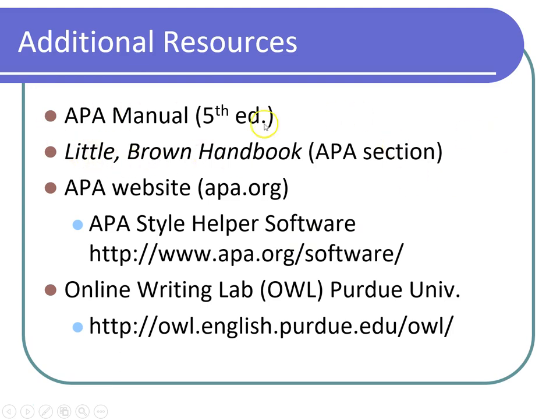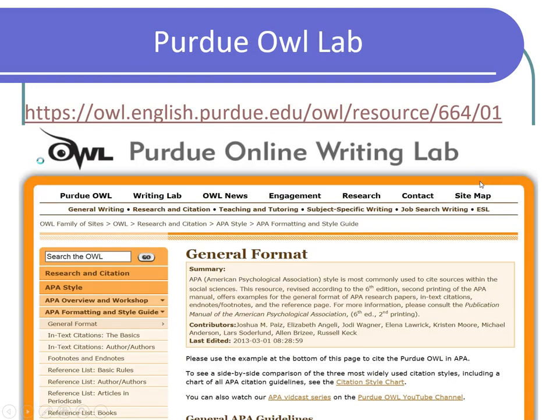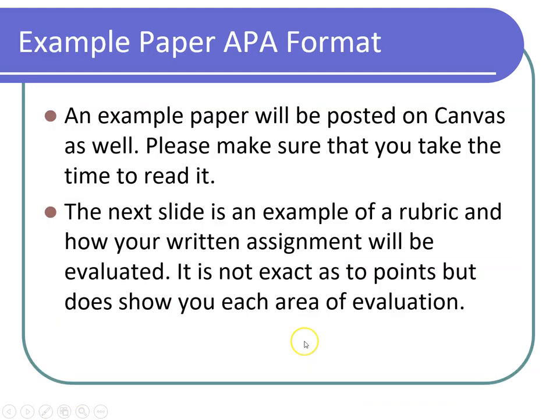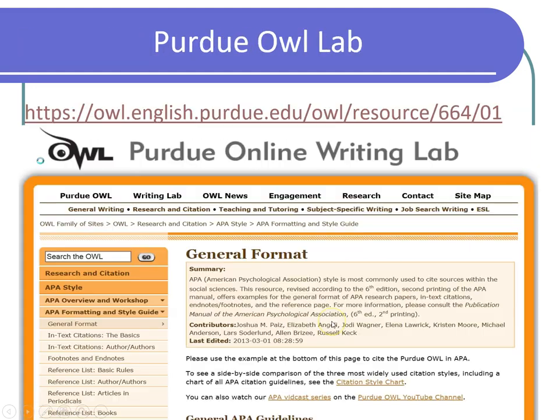Some additional resources I put in here for you. Again, I would really kind of look at this one down here. The online writing lab at OWL Purdue is very, very good and very helpful. Here's what the website looks like. Here's a link to the website, and it tells you about in-text citations, and you can just search the writing style. Here you have APA. It gives you a little bit more information on that.